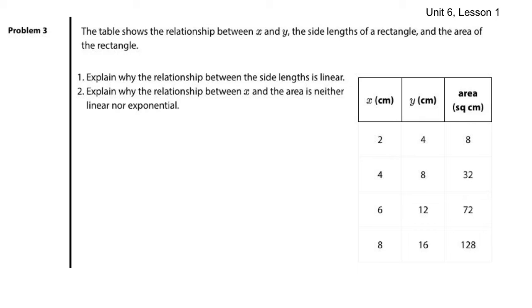On this one, the relationship between the side lengths is linear because we're always adding the same number. Here we're adding 2, adding 2, adding 2. Here we're adding 4 to each one as you go down. The change in the area, though, is not linear or exponential because we're not adding the same number as we go down. That is not consistent. And we're not multiplying by the same number as we go down the table because that is not consistent either. So it's neither linear nor exponential.